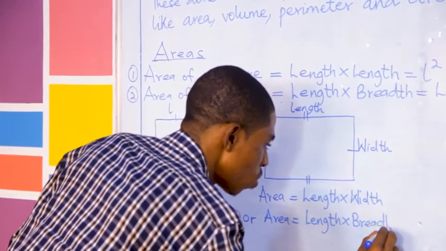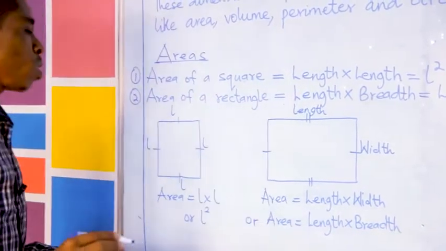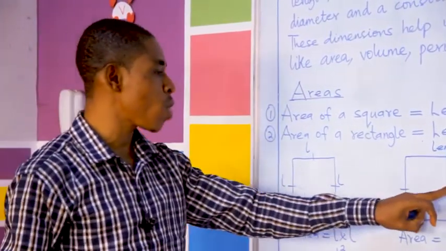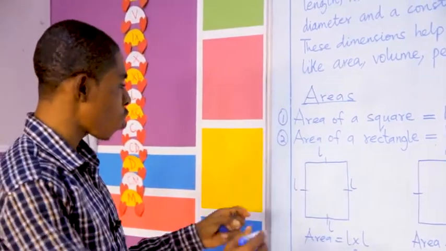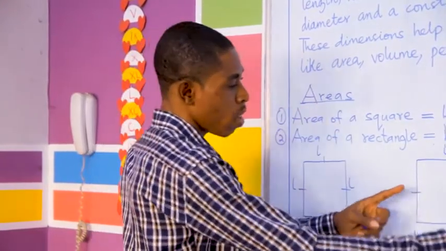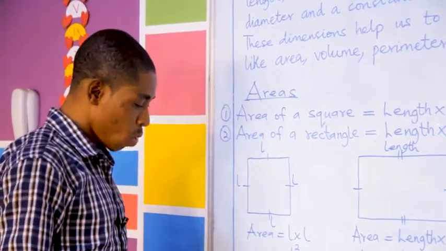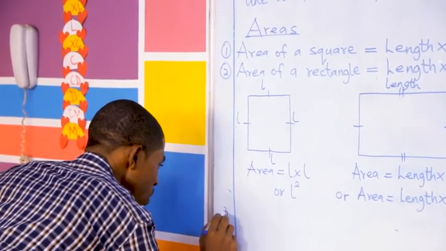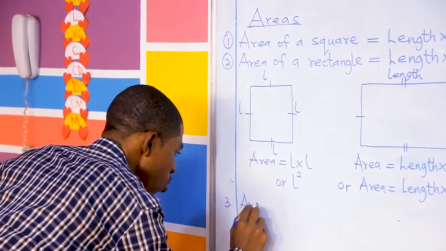Okay, so in carrying out calculations related to this, you should remember that the area of a square is different from the area of a rectangle. Sometimes it's confused. This has no breadth, this has a breadth. Alright, so that takes me to the next, which is the area of a triangle. It's also a polygon.